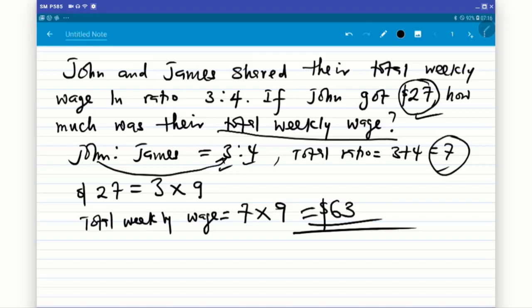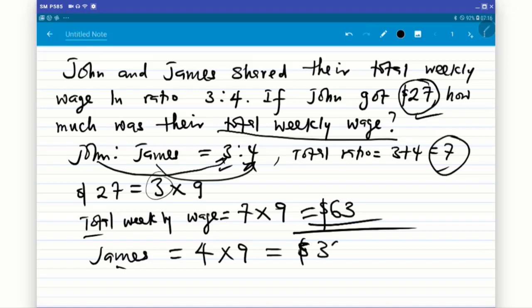Yes, that's the total weekly wage. Simple, as simple as that. No need to stress yourself. So now you may want to check, what about James? Probably what if the question is asking about James? Since John got $27, that's times 9 of his ratio, then James's ratio is 4 times 9, and that will be $36. Now you can add $36 and $27. What do you get? You get $63. So that is simply how we can apply that to get our question solved easily. Let's move on.